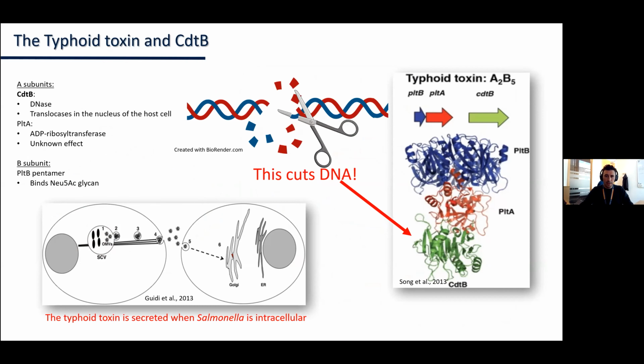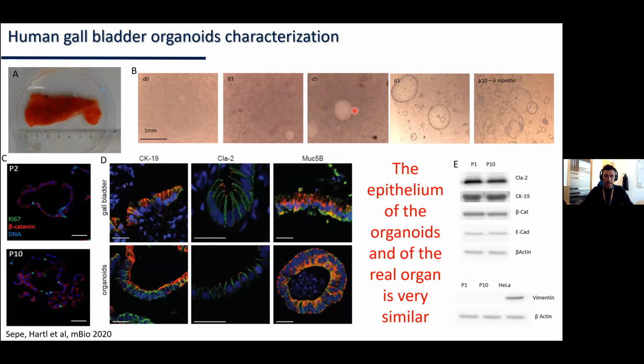To study this, we have developed organoids of the gallbladder. These can be propagated for years. The gallbladder organoids are very similar to the epithelium of the gallbladder in situ, as you can see from these pictures: cytokeratin 19 is an epithelial marker, there are tight junctions, production of mucus, and they are also stable over time. I'm not going into these details, just trust me.